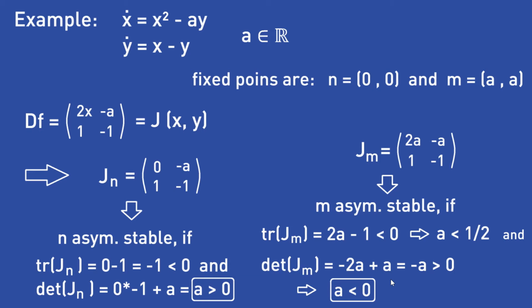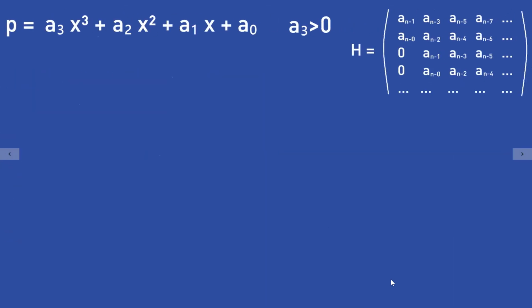Okay, let's consider polynomials of degree 3 now. So here we have a polynomial of degree 3, and a3 has to be larger than 0. This here is the general Hurwitz matrix again. So the Hurwitz matrix of a polynomial of degree 3 is a 3 times 3 matrix. It looks like this here.